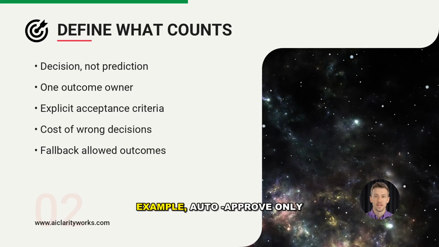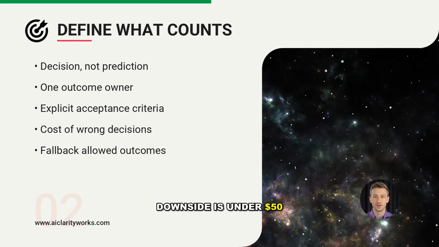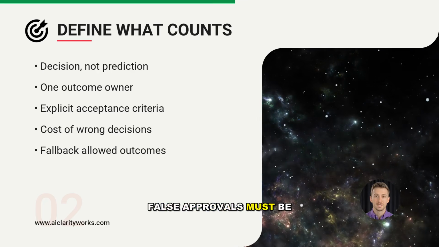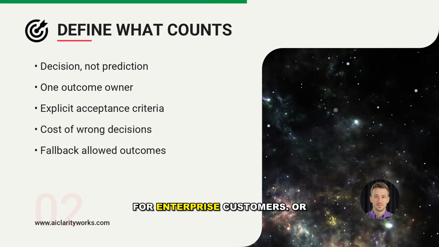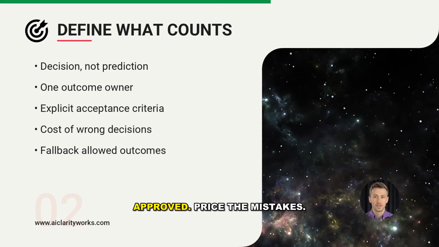Now make the criteria explicit, not high accuracy, but specific, testable outcomes. For example, auto-approve only when the expected financial downside is under $50 per 1,000 decisions. Or, false approvals must be under 0.2% for enterprise customers. Or anything with missing tax ID must never be approved.